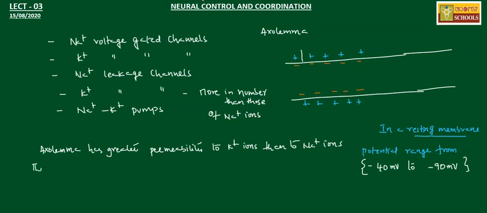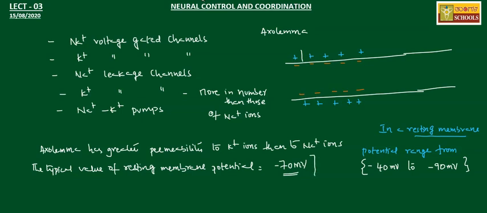And the typical value of a resting membrane potential will be around minus 70 millivolts. So this is the one which we will consider the resting membrane potential. So the resting membrane potential is minus 50 millivolts.